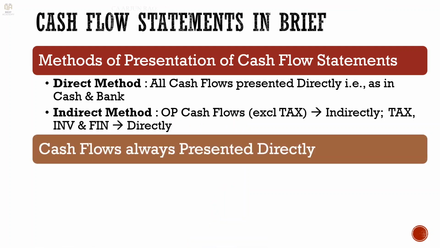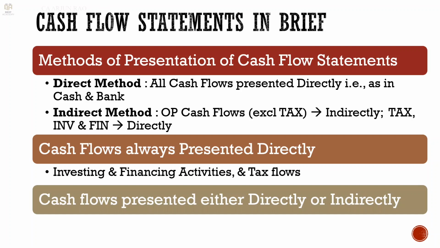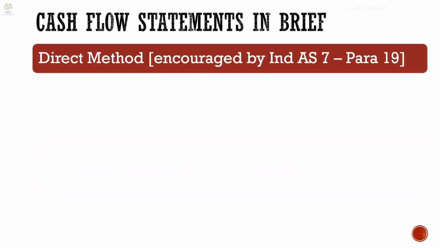So, we can say that cash flows that are always presented directly are investing and financing activities and tax flows, whichever method is followed, whether direct or indirect. And the cash flows that are presented either directly or indirectly, depending on the method, are the operating cash flows other than tax. So now let's see how to prepare cash flow statements under each method.